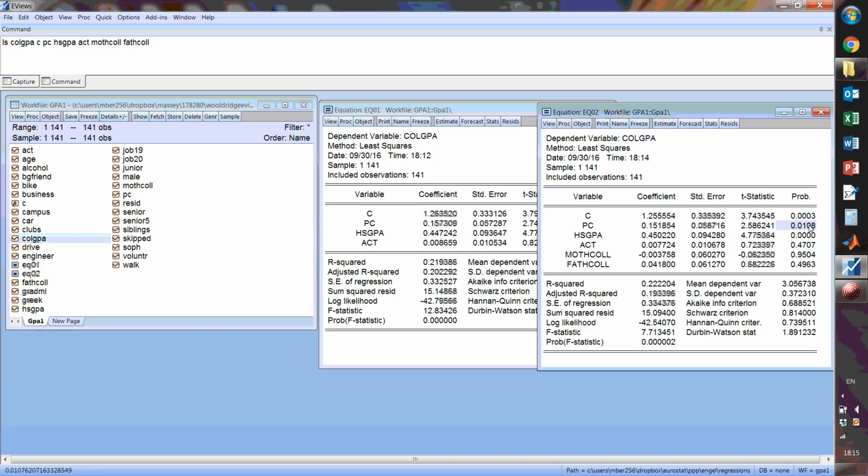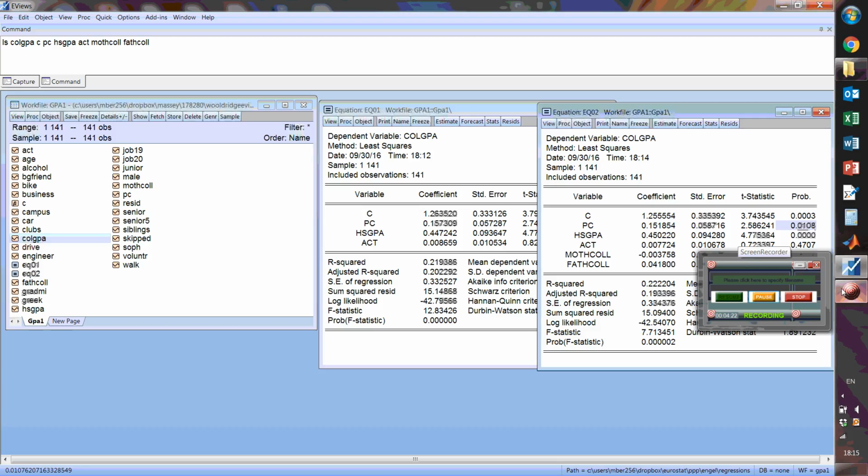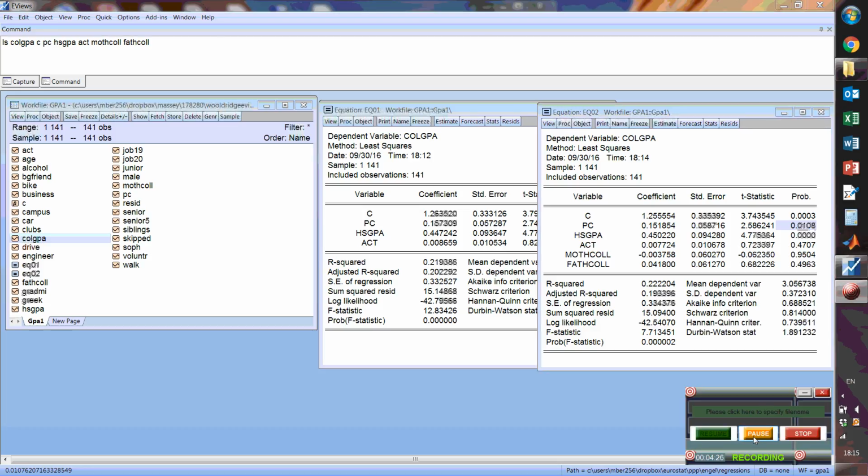Now the next part is asking us to test for the joint significance for MOTHCOL and FATHCOL. Excuse me, I'll just pause it for a second.